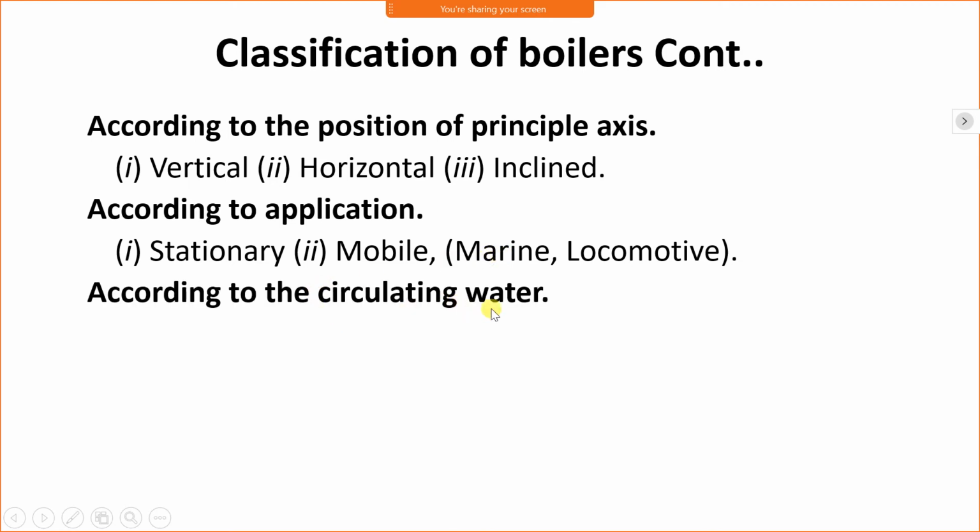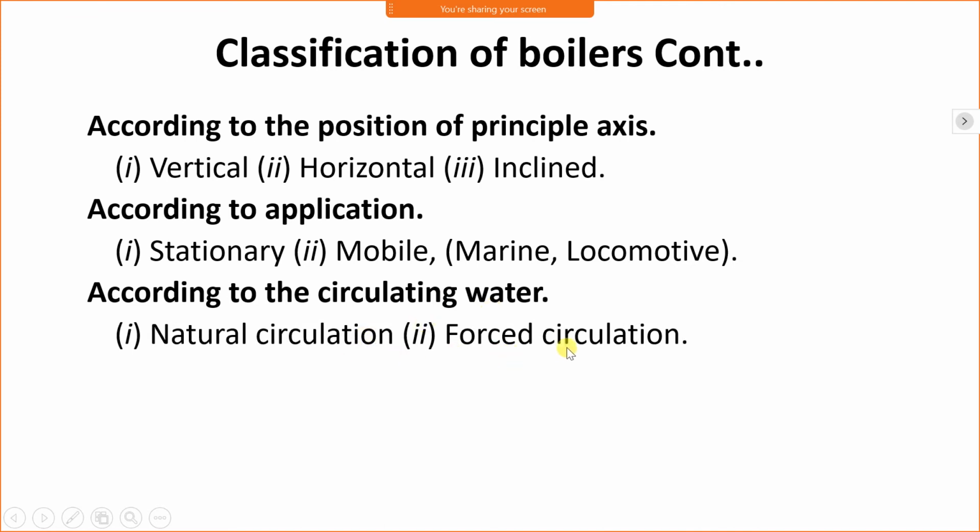According to the circulation of water: natural circulation and forced circulation. Natural circulation means circulation of water takes place naturally by virtue of its temperature or density difference. When the water is heated, hot water has less density, therefore hot water moves in the upward direction and cold water moves in the downward direction. It is called natural circulation.